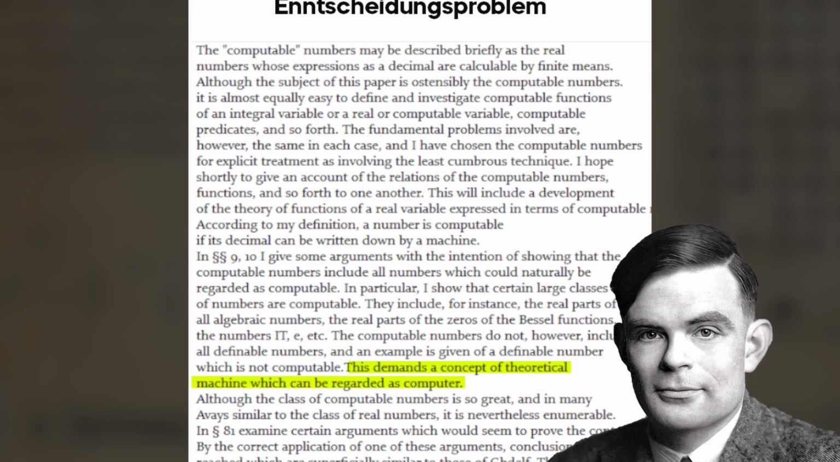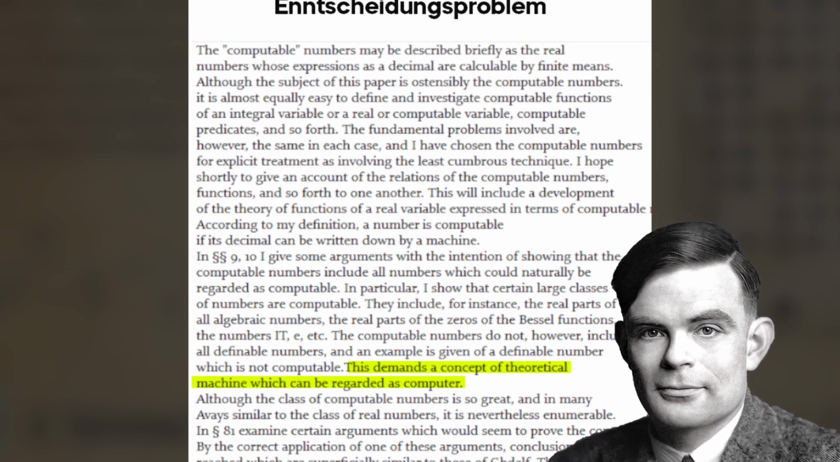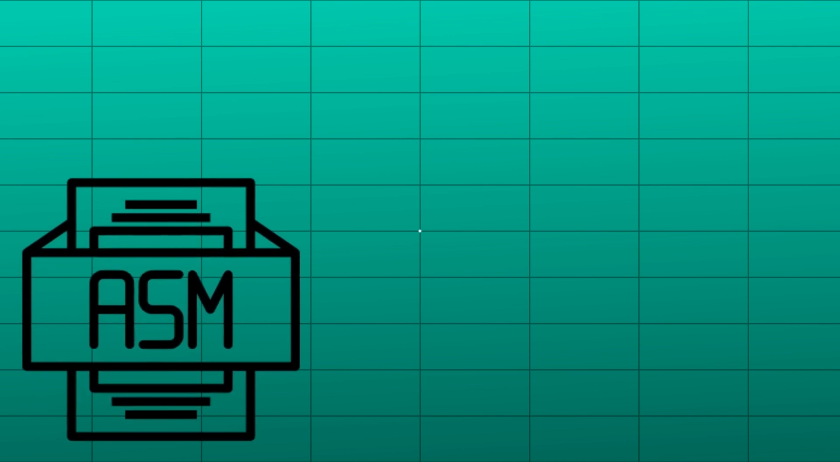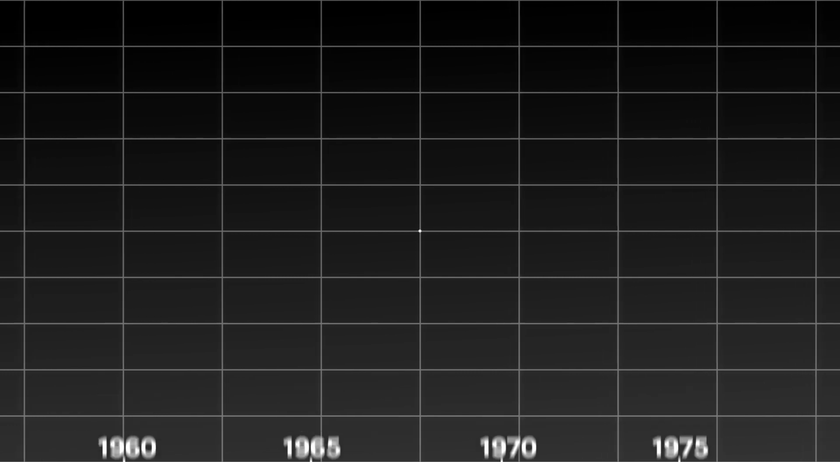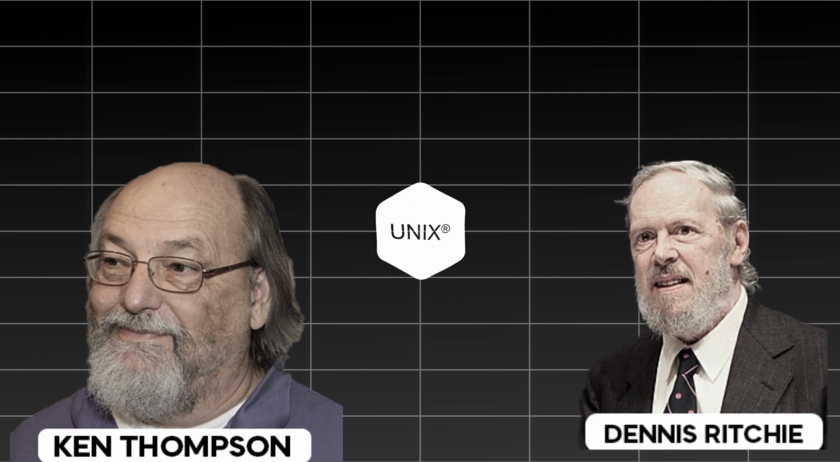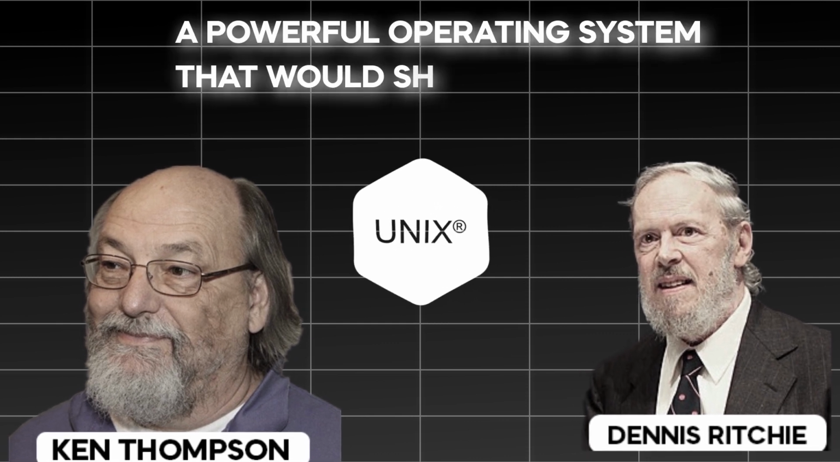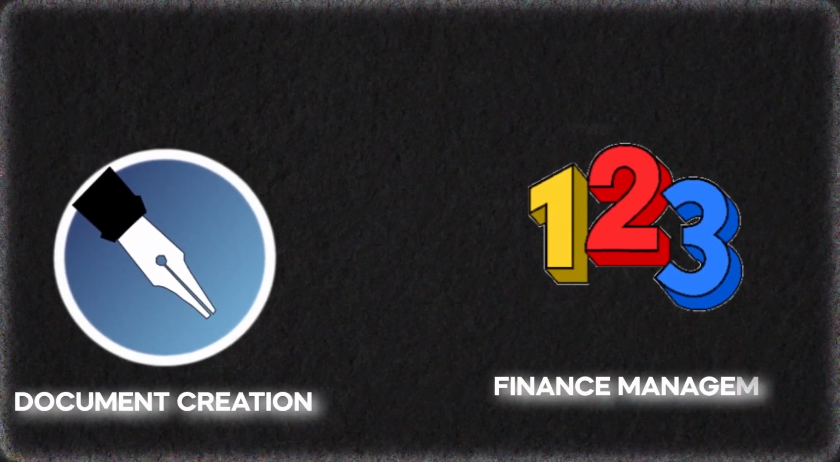Both fields study software and its creation. Turing's essay is an example of computer science. Still, after 1960, each programming language from assembly language to Fortran brought us one step closer to this software world. By the 1970s, enterprising innovators like Dennis Ritchie and Ken Thompson unveiled Unix, a powerful operating system that would shape the future of computing. As the 1980s dawned, word processors like WordPerfect revolutionized document creation, while spreadsheet programs like Lotus 123 transformed the world of finance.